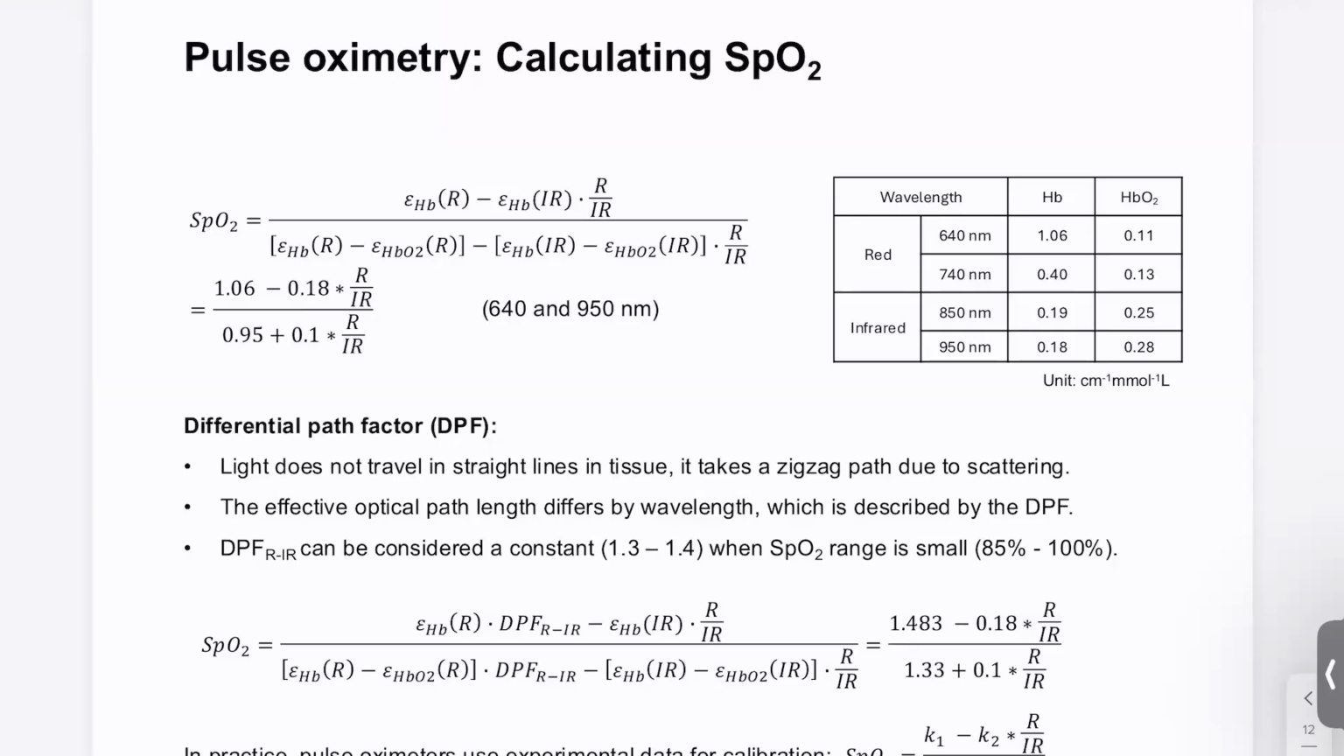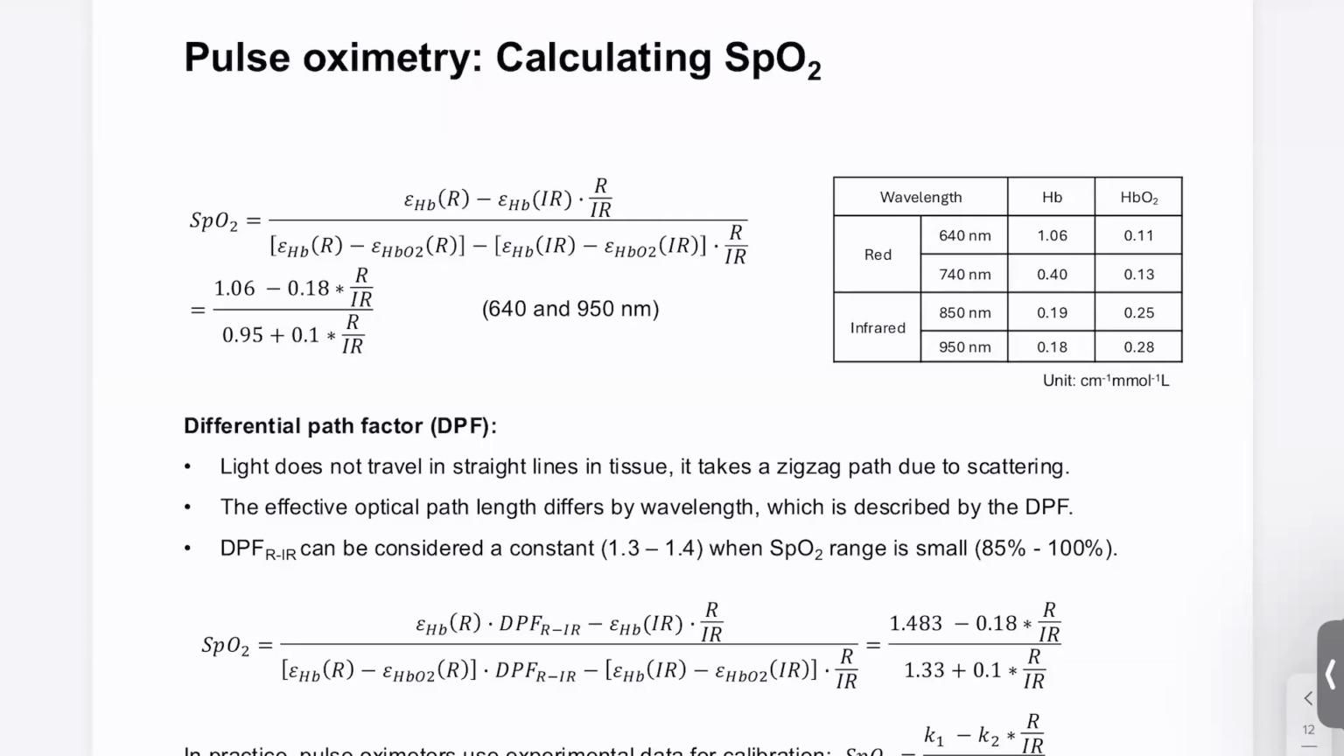This is the extinction coefficient of IR. This is the extinction coefficient of R. Then this parameter is defined to correct for their different path lengths. So IR is not affected by DPF? It is. So this DPF is essentially the ratio of their different travel distance.